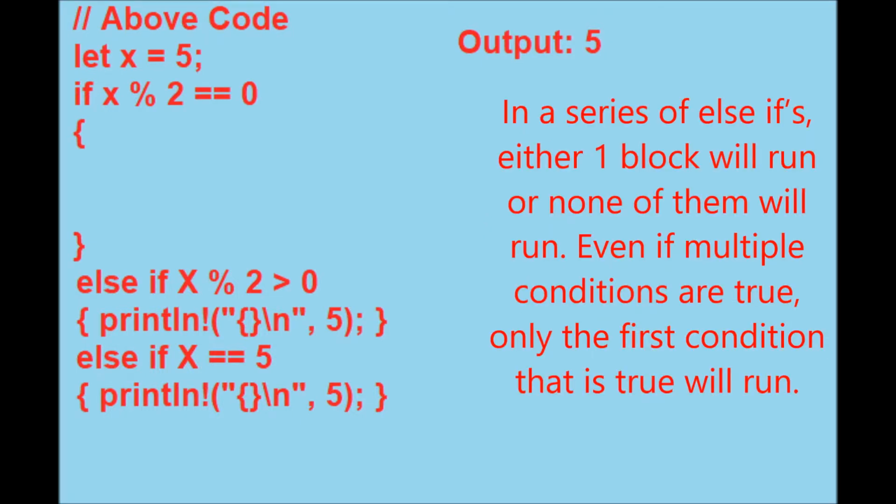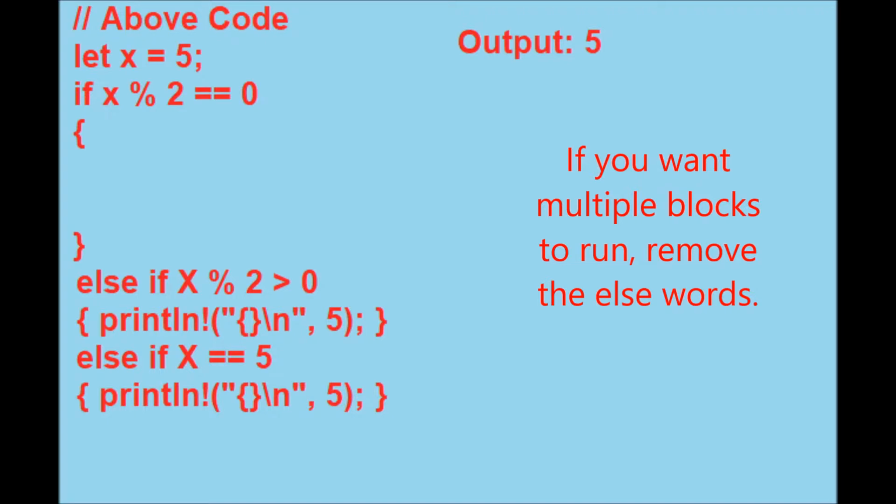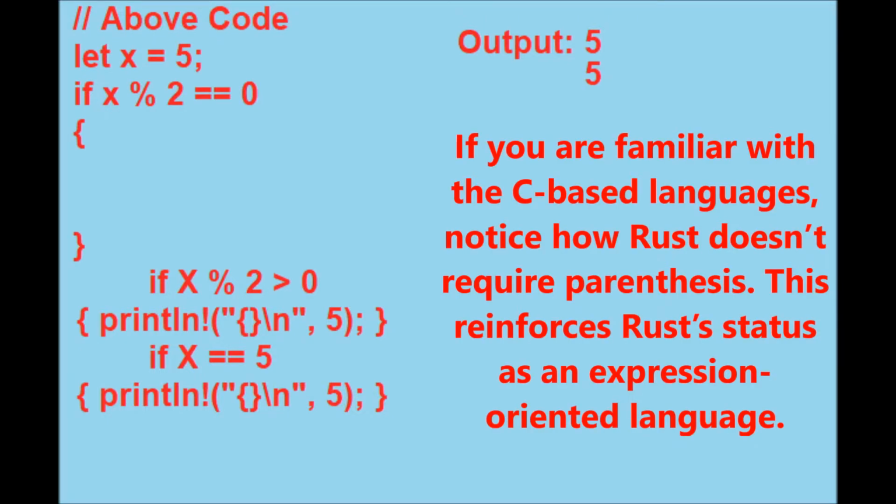In a series of else ifs, either one block will run or none of them will run. Even if multiple conditions are true, only the first condition that is true will run. If you want multiple blocks to run, remove the else words. If you are familiar with the C-based languages, notice how Rust doesn't require parentheses. This reinforces Rust's status as an expression-oriented language.